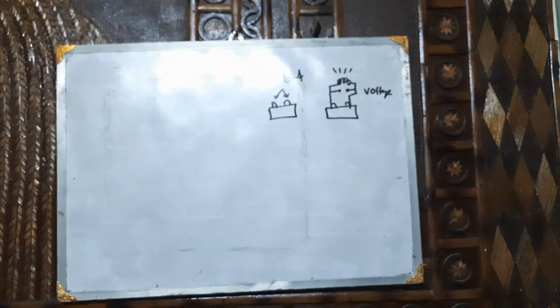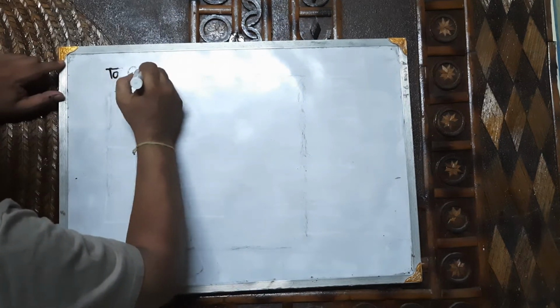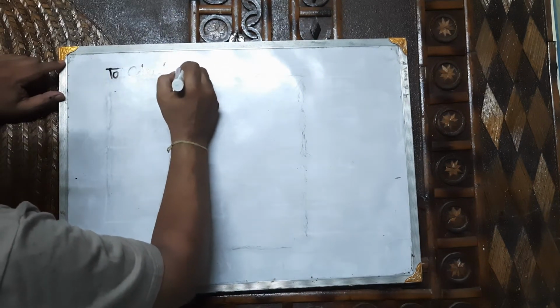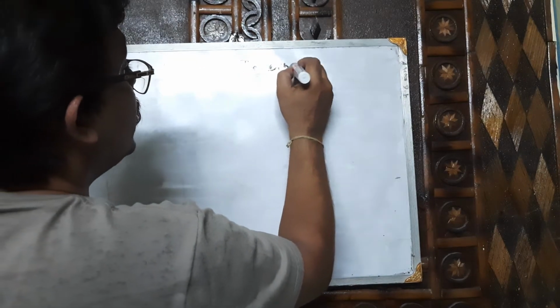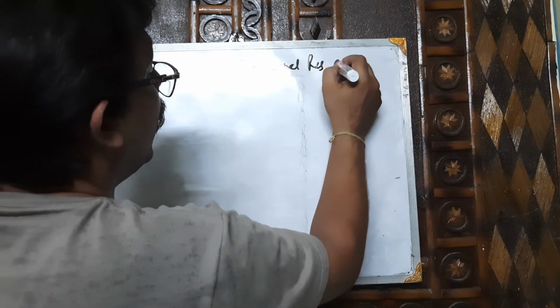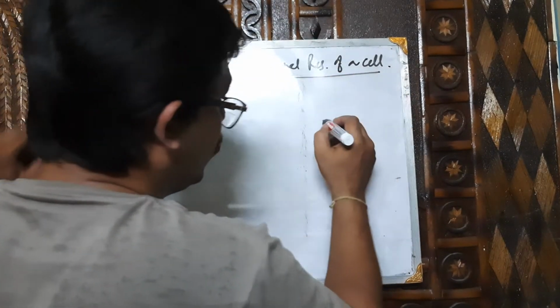Okay, this is the recall. So now I come to the next part, we call it another application. Here what we will do is calculate the internal resistance of the battery. We calculate the internal resistance of a cell. A cell has its internal resistance, and what is the meaning of internal resistance?